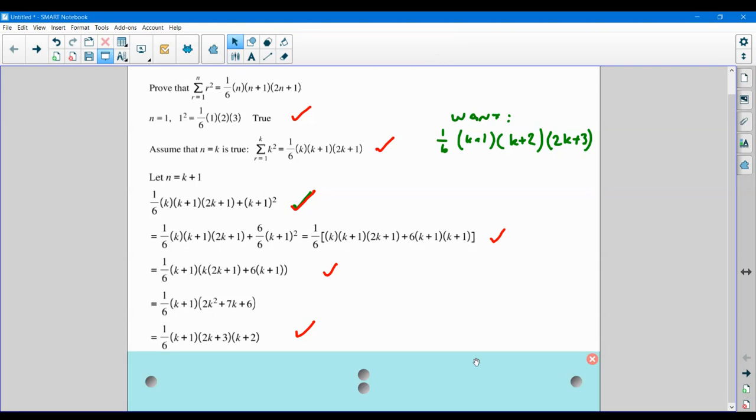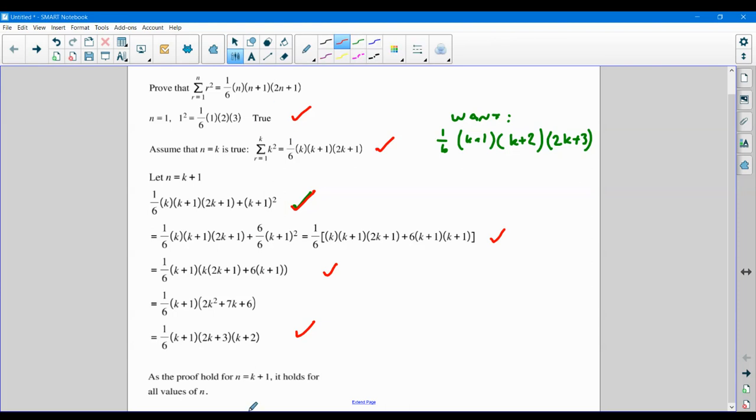But the 7th mark is always at the very end, and it's for saying, as the proof holds for n equals k plus 1, it holds for all values of n. You're going to put this into your last line on every single proof. So we can see there's quite a few marks here, probably 7 marks for doing a simple proof like that. There are some easy marks for here and for here, and then easy marks to miss as well.